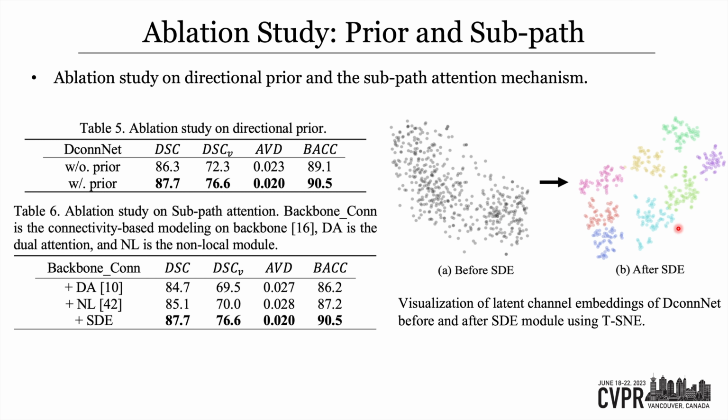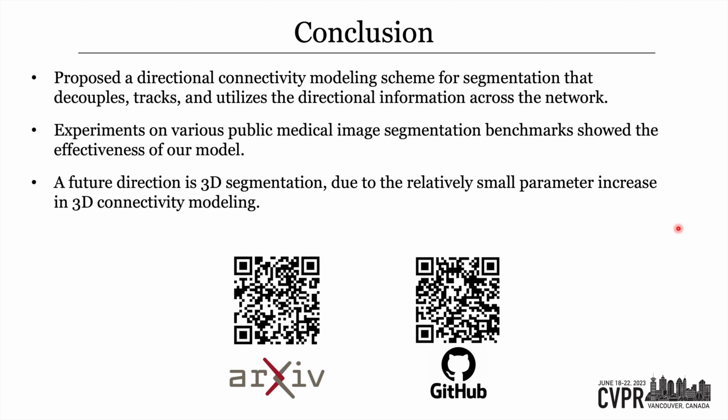In conclusion, in this paper we proposed a directional connectivity modeling scheme for segmentation that decouples, tracks, and utilizes the directional information across the network, and we showed its effectiveness with various experiments on public datasets. Given the relatively small parameter increase introduced by this model, a future direction will be 3D segmentation. Thank you.